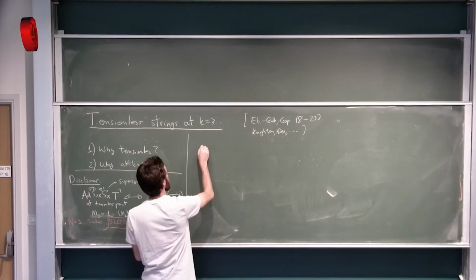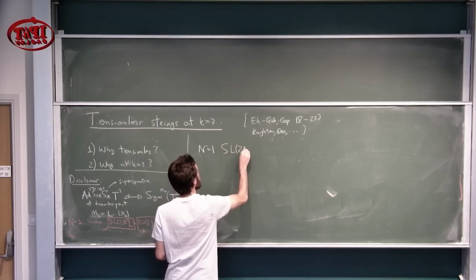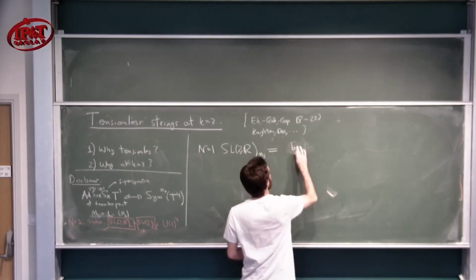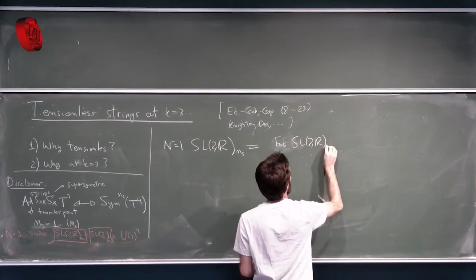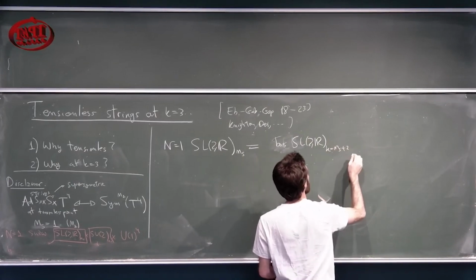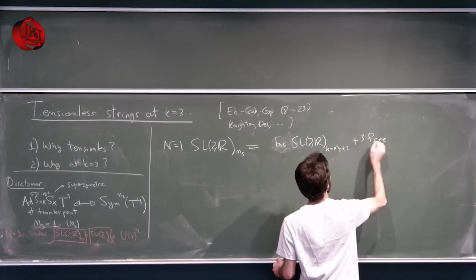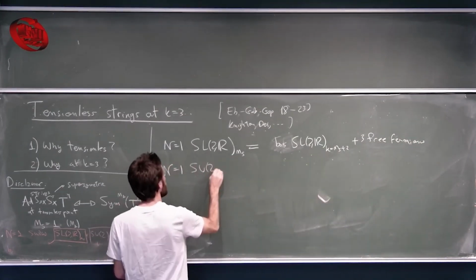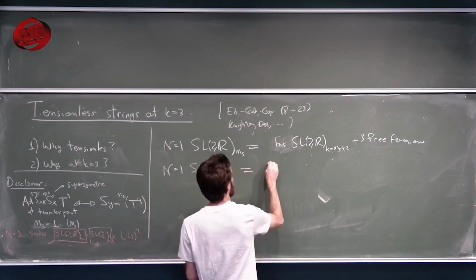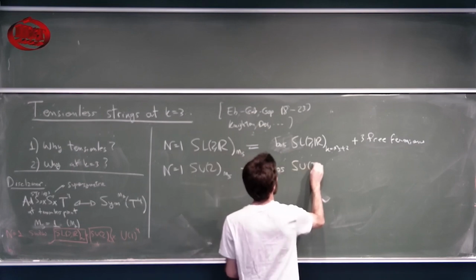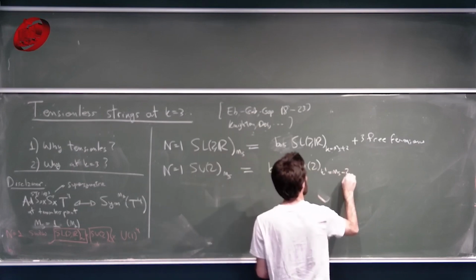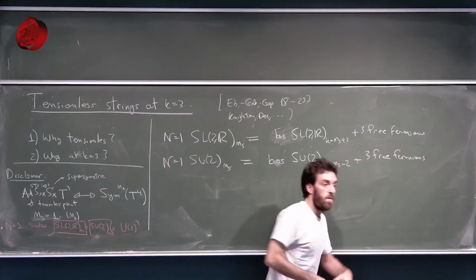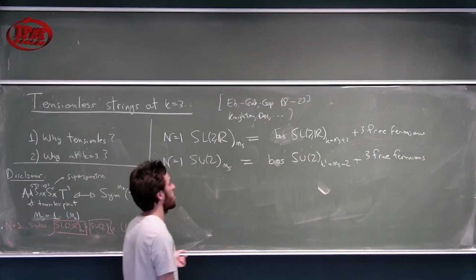So the n equals 1 model on SL2R at level N5 is exactly equivalent to the bosonic SL2R model at level k equals N5 plus 2 plus 3 free fermions. And the n equals 1 SU2 Witten model at level n5, you can write similarly, you can decompose as a bosonic SU2 at level k prime equals n5 minus 2, plus 3 free fermions. This is just a fact about supersymmetric Witten models. You can just always do this decomposition.